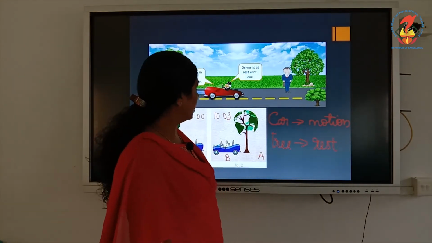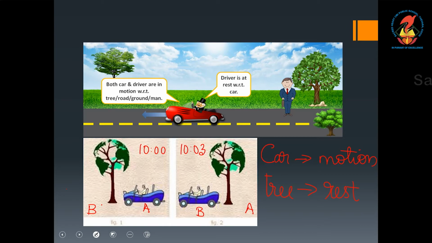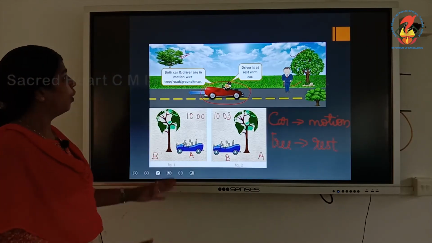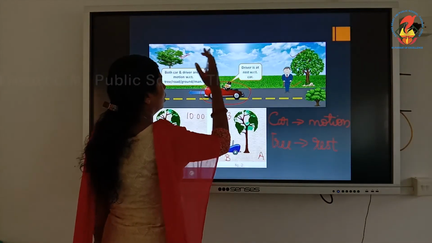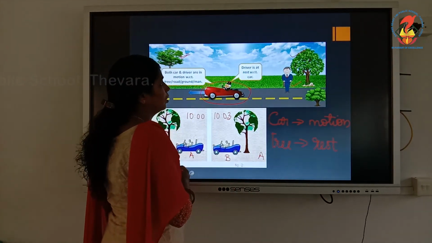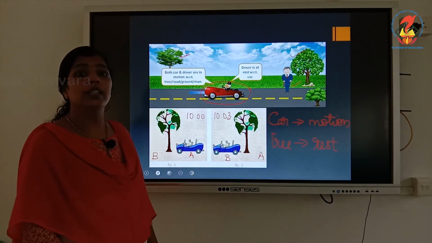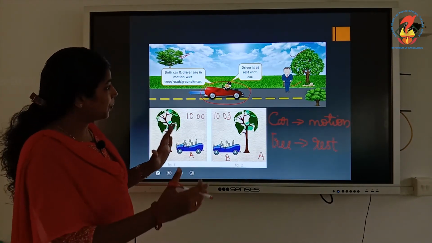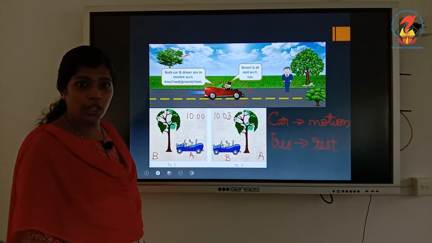Now in this diagram, with respect to this tree and with respect to this person, this car is in motion. So, with respect to this tree, ground, road and the person standing on the road, the car is in motion because the position of the car is changing.